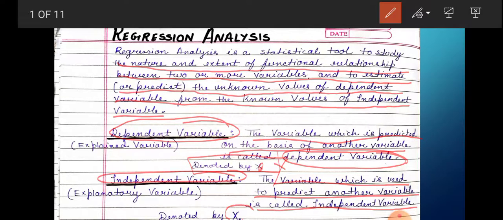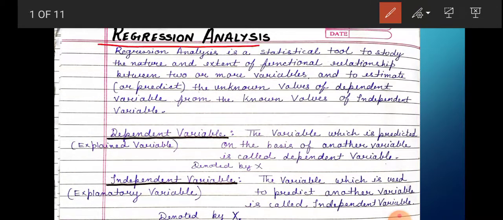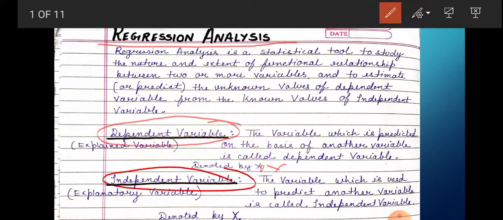Okay, so in regression analysis two variables are there, x and y, which are also known as the explained variable and the explanatory variable. Sometimes x is given, and with the help of x we can find out y, and with the help of y we can find out x. This kind of calculation can be done with the help of regression analysis. So the dependent variable is y, and the independent variable, that is the explanatory variable, is denoted by x.